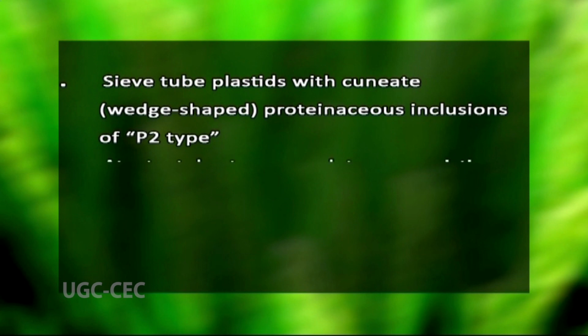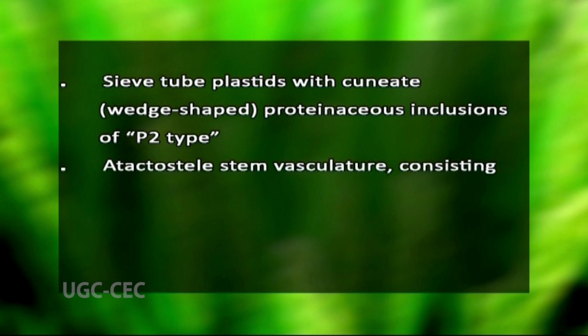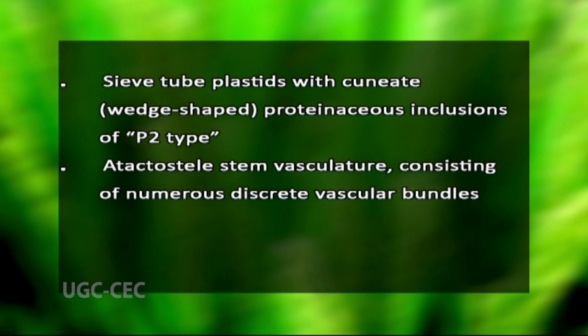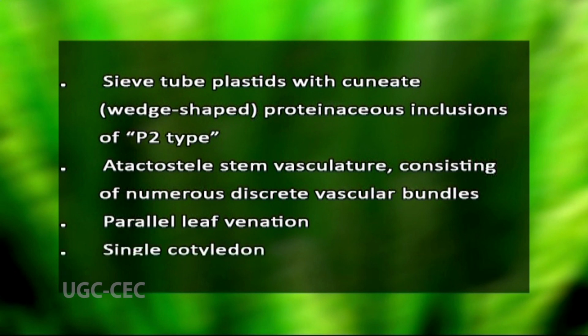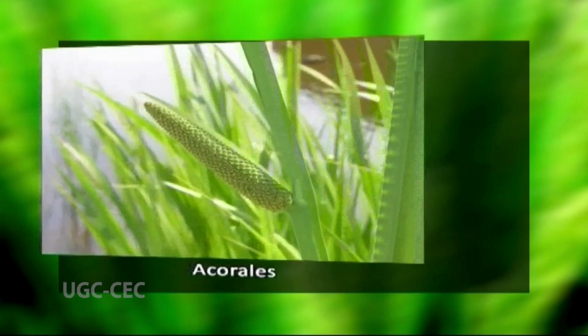Second apomorphy is the atactostele system of vasculature. What is this atactostele system? It consists of numerous discrete vascular bundles. Third apomorphy is the parallel leaf venation, and the fourth one and the most obvious one is the presence of a single cotyledon.